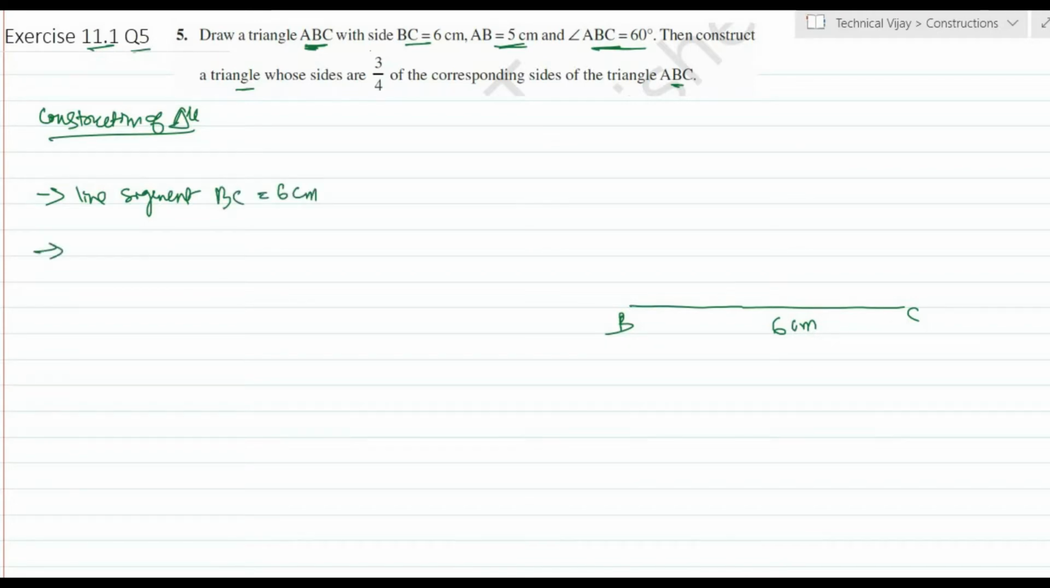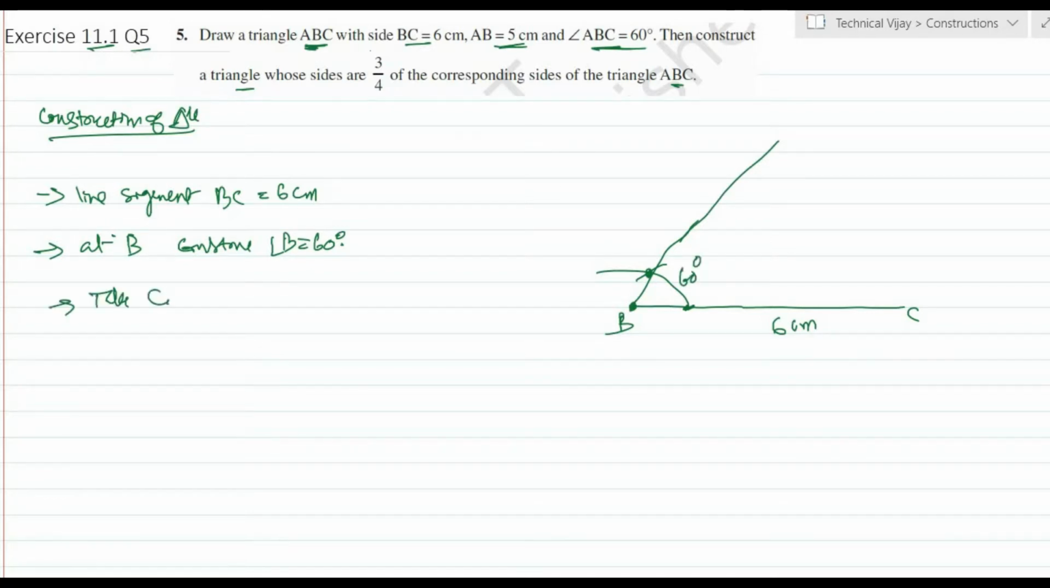So next, at B construct angle B equal to 60 degrees. So how to construct that one? Keep the compass at this point and take any distance, and make an arc. Keeping the same distance, keep at this point and make a cut here. So this intersecting point will give 60 degrees. This angle will be 60 degrees.